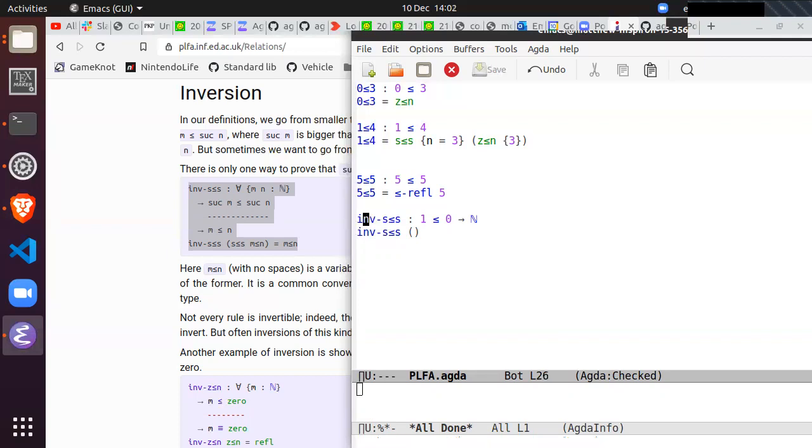So if you try and use this lemma, then you're going to run into trouble. It's going to warn you when you try to use the lemma, because you're going to try and give it something and it's going to say it's not of the right type.